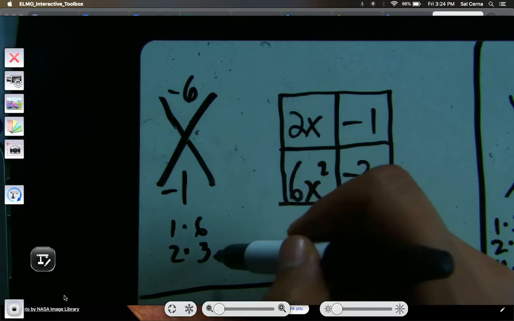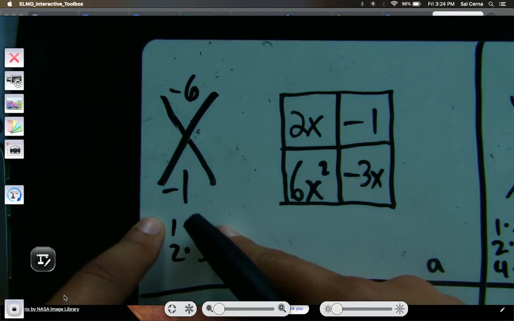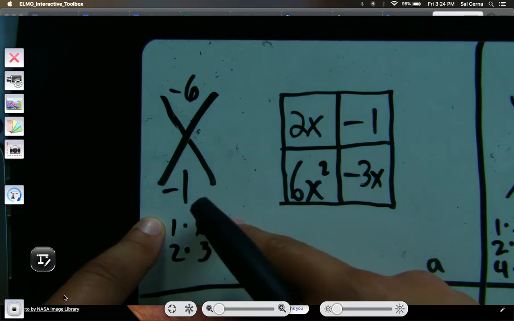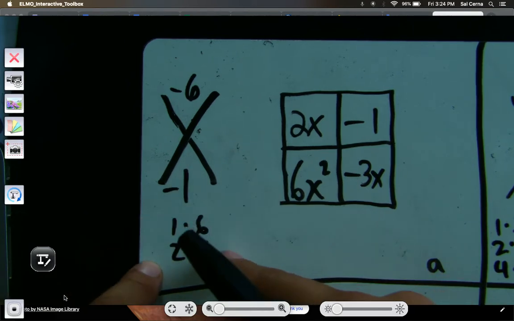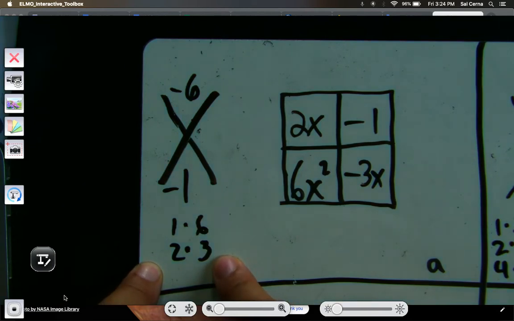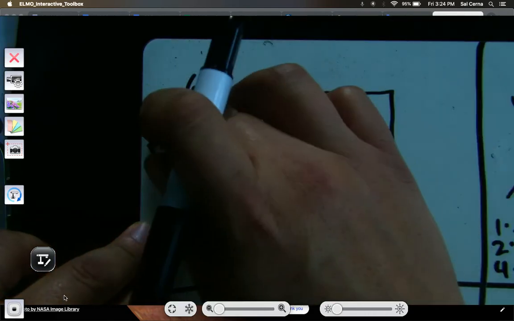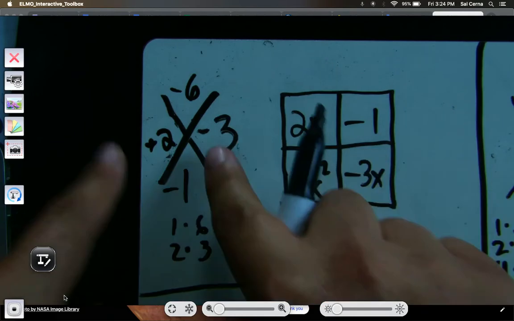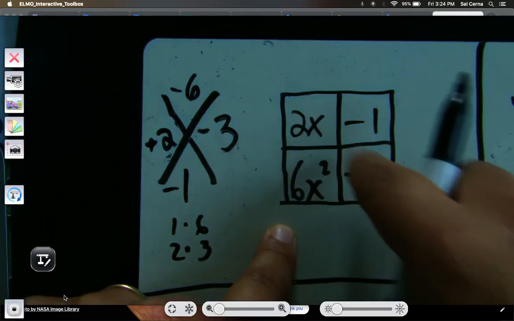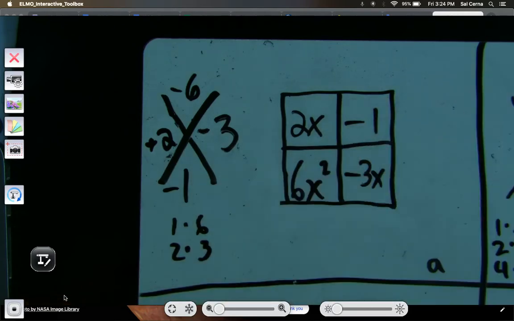1 times 6, 2 times 3. Which pair is going to give me -1? 1 and 6 differ by 5, and 6 minus 1 is +5. That's not going to give me my middle term. I still have to check this, even though I'm already thinking this is probably going to be my answer. 2 minus 3 gives me -1. So I'm going to put -3 and +2. That translates over here: these two are 2x and -3x. And I have my leading term, 6x squared, and my constant, -1.